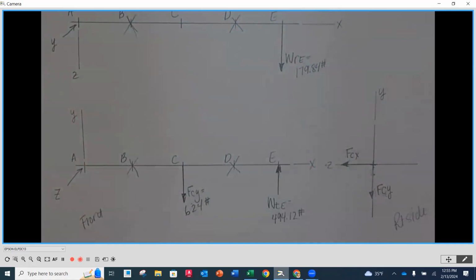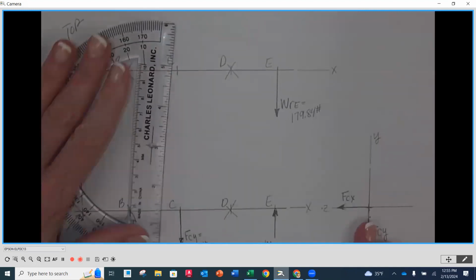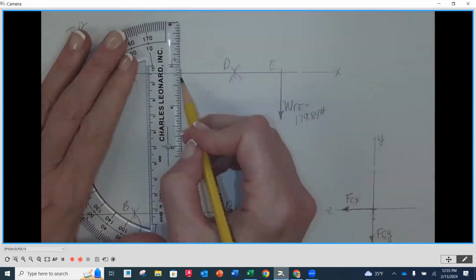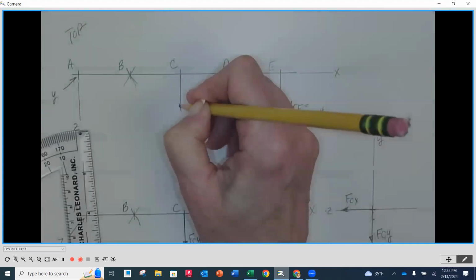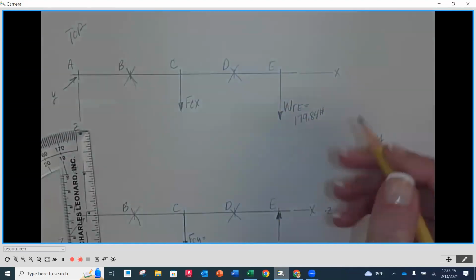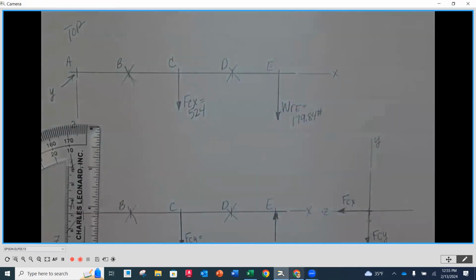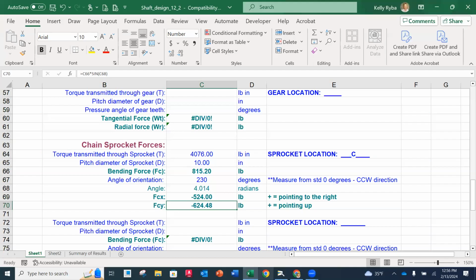And now the X. The X is pointing to the left in the right-hand view. So top view, which way is it going? Up or down? Down. Yep, it's going down. That's going to be our 524. FCX.